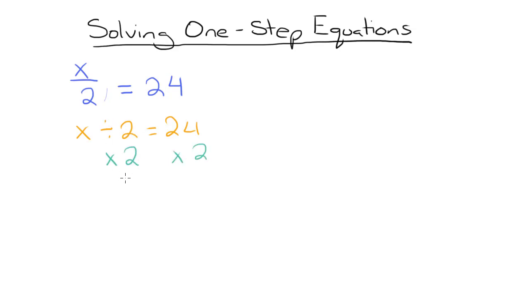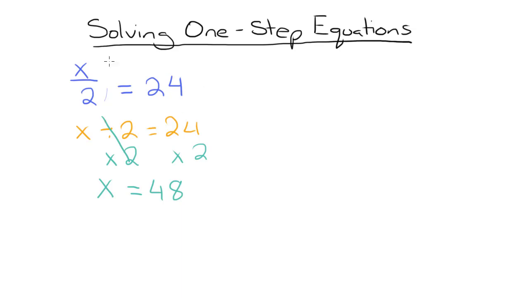If we divide by 2 and then multiply by 2, those will cancel out and we'll be left with 1x, because x divided by 2 and then multiplied by 2 gives us just x, which is 1x. So 1x or x, it always means the same thing. And then over here we have 24 times 2 is 48. So our answer is x = 48, but let's double check just to be sure.